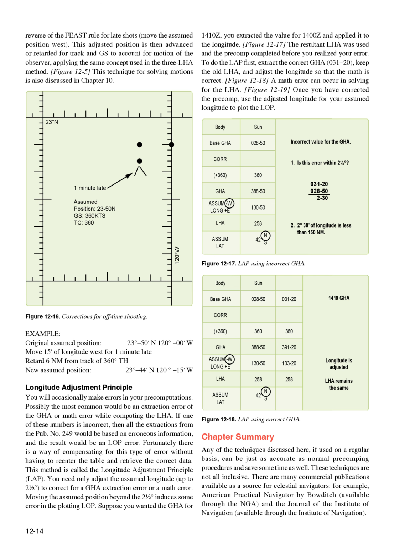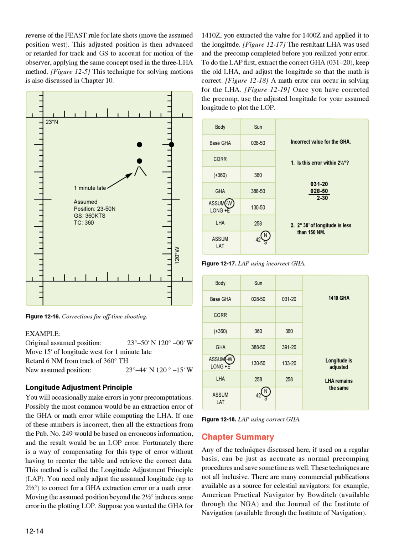You need only adjust the assumed longitude, up to 2.5 degrees, to correct for a GHA extraction error or a math error. Moving the assumed position beyond the 2.5 degrees induces some error in the plotted LOP. Suppose you wanted the GHA for 1410Z, you extracted the value for 1400Z and applied it to the longitude. Figure 12.17, the resultant LHA was used in the precomp completed before you realized your error. To do the LAP, first extract the correct GHA, 031 degrees 20, keep the old LHA, and adjust the longitude so that the math is correct.